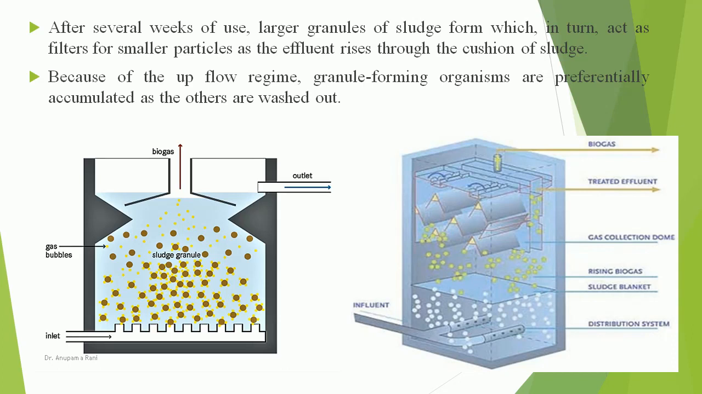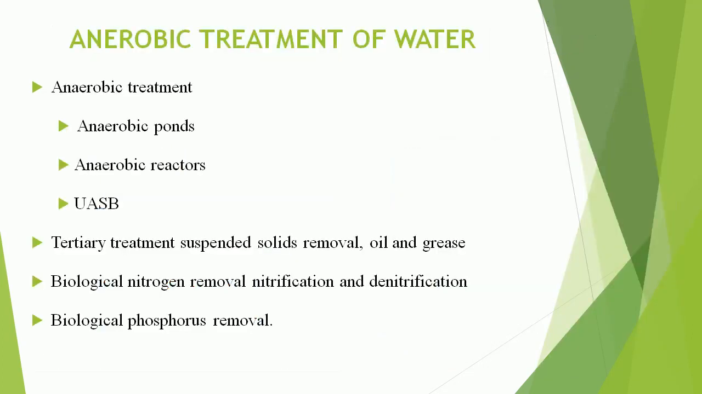Look at the diagram of UASBR and you can observe that biogas moves upward. Another example of anaerobic treatment is anaerobic ponds. Anaerobic reactors such as UASB are used in tertiary treatment after the removal of suspended solids, oil and grease. Biological nitrogen removal is done by nitrification and denitrification, and biological phosphorus is also removed.